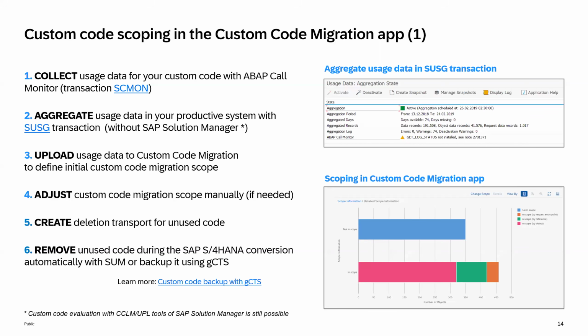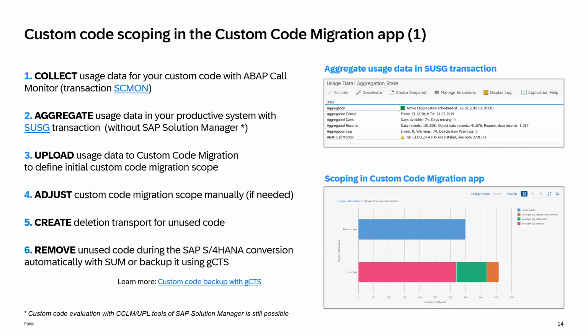After you have collected the usage data and you start your system conversion project, you can use the custom code migration app and upload your collected usage data there. The app will define the initial custom code scope for the transition to S/4HANA based on this uploaded usage data. And of course, you can adjust this scope manually at any time, meaning you can add objects to the scope or remove them from the scope, and so on.